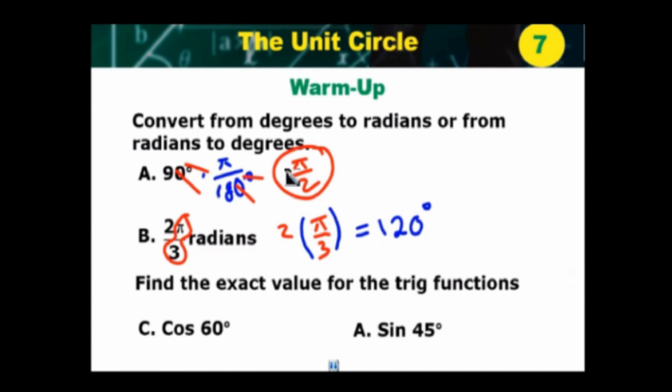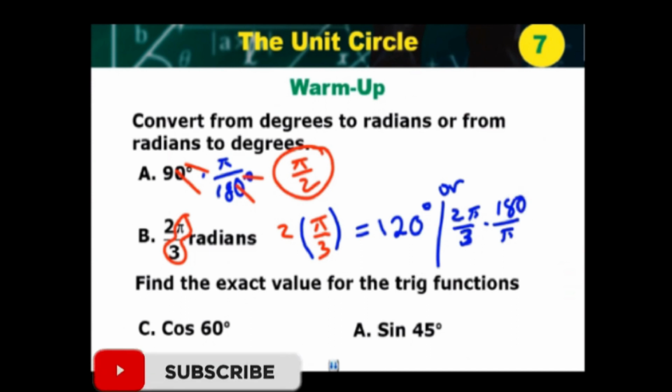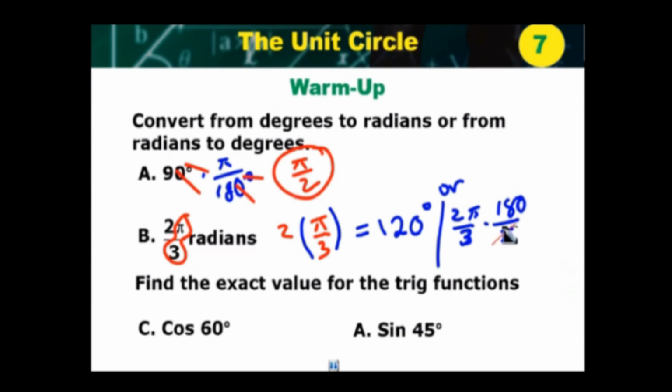The other way, obviously, is to take the 2 pi over 3 multiplied by pi here and 180, because we want to get rid of the pi's. The pi is gone. 3 and 180, this is going to give you a 60. 2 times 60 is 120, and you are golden. 120. So it's either way. It doesn't matter which way you pick. Remember, this is 2 times 60.